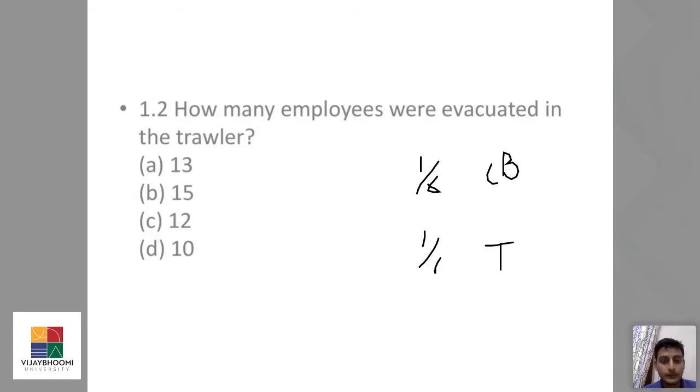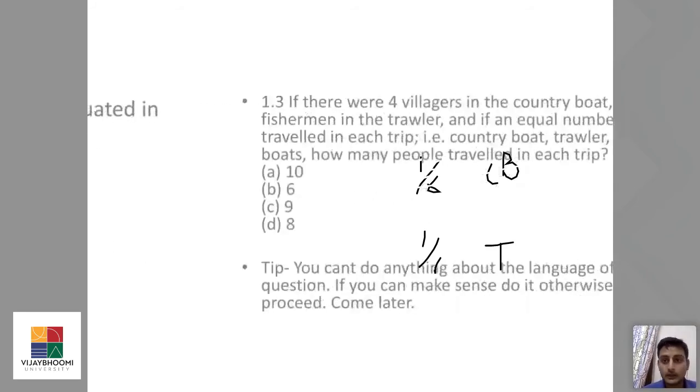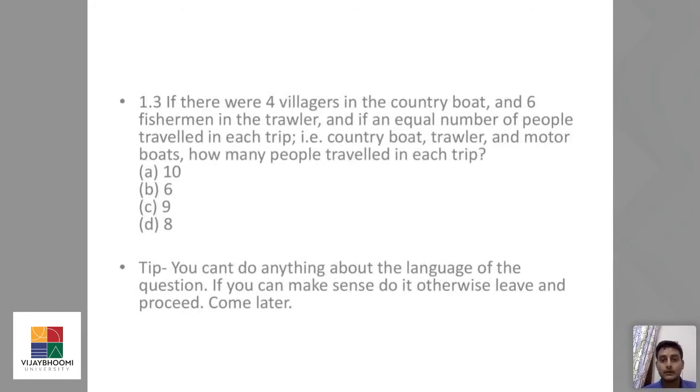How many employees were? No, wait. It was not 64. 64 was with villagers, right? So 52 people went by. So 4/6, that's 2/3 is 52, and 1/6 becomes 13. So that way A would be the answer. Then we move on to the next question.